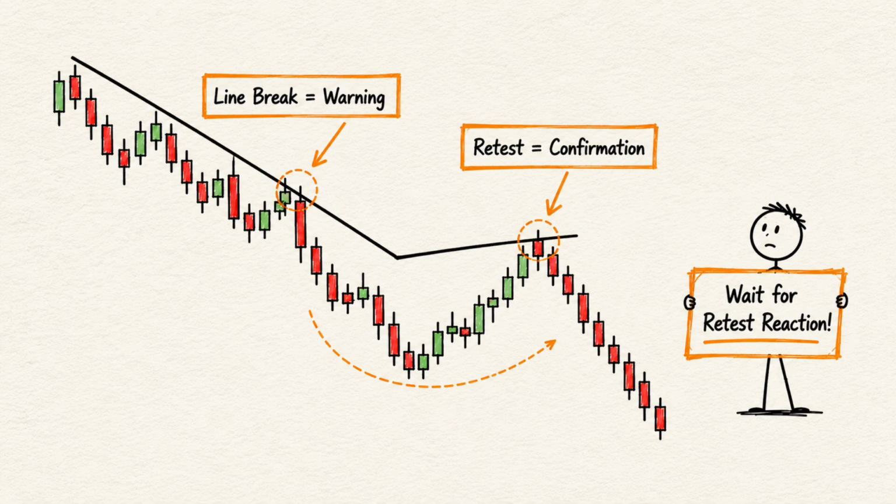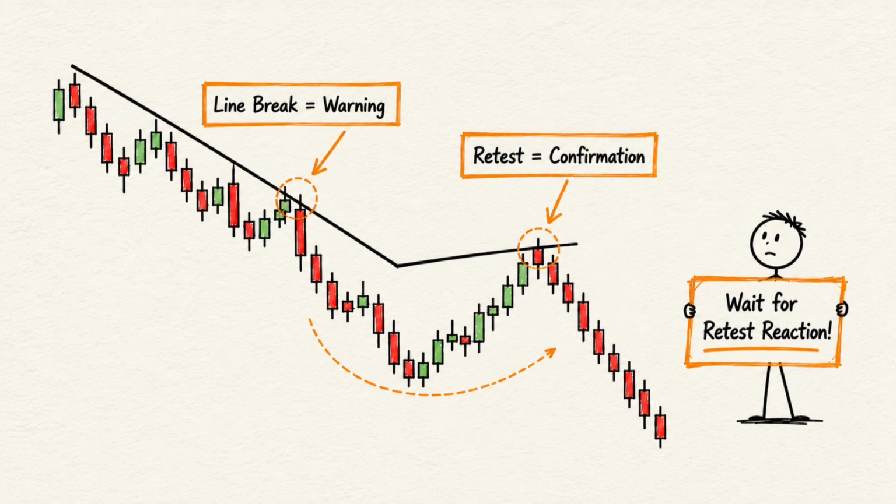But eventually, the line breaks. And that's where traders often get excited too early. A trendline break doesn't automatically mean trend reversal confirmed. It means something changed. Now look for a retest. Look for structure. Look for confirmation. Because the line breaking is information. The reaction afterward is the trade.